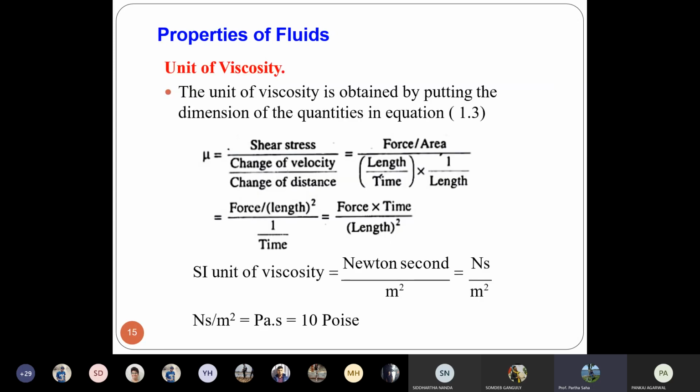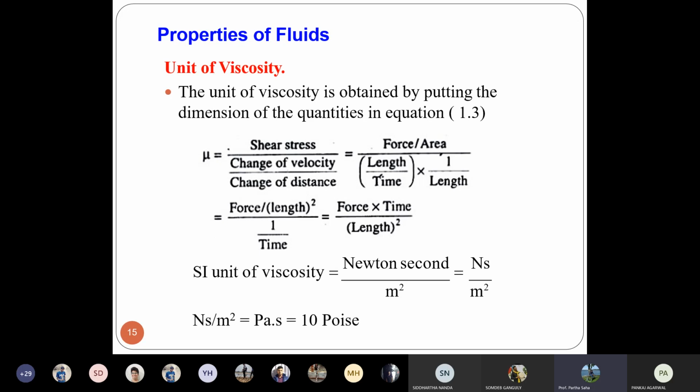Here I have derived the equation and the SI unit for viscosity. The viscosity is nothing but shear stress divided by du by dy, that is, change in velocity over change in distance. The shear stress is force over area. The unit of change in velocity is length over time, and distance is length, and the area is also length squared.